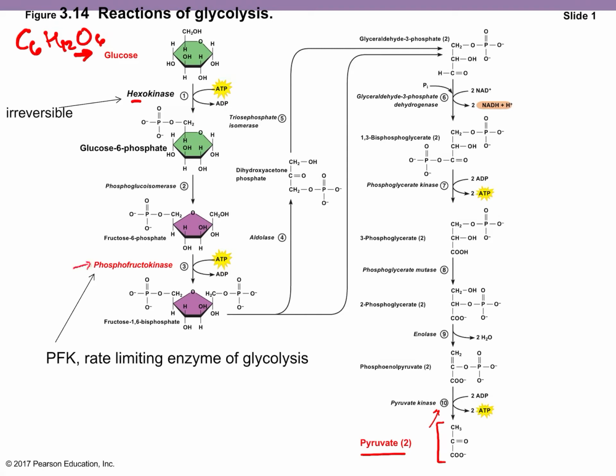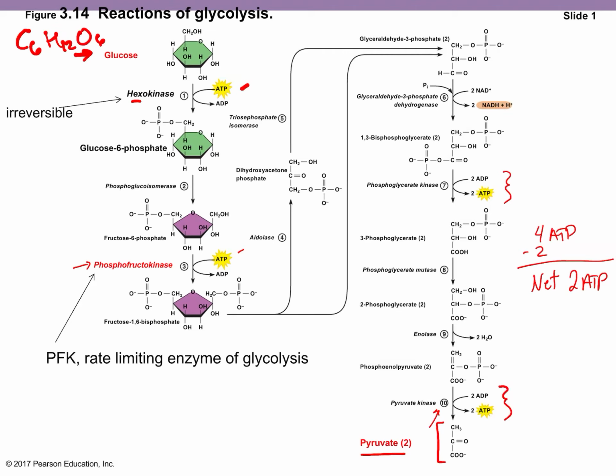Overall, what you see in these 10 different chemical reactions is that we are creating a little bit of ATP. We have 2 ATPs made there. We have 2 ATPs made here. But notice that we are using 2 ATPs also in the process. So we gain a net of 2 ATPs. We made 4 ATPs, but we used 2. So we get a net of 2 ATPs.